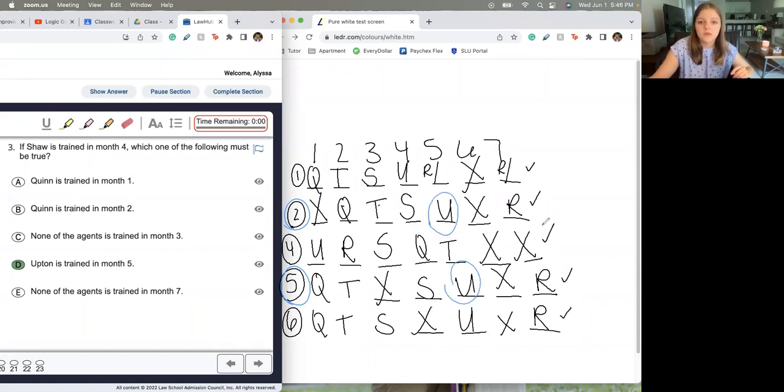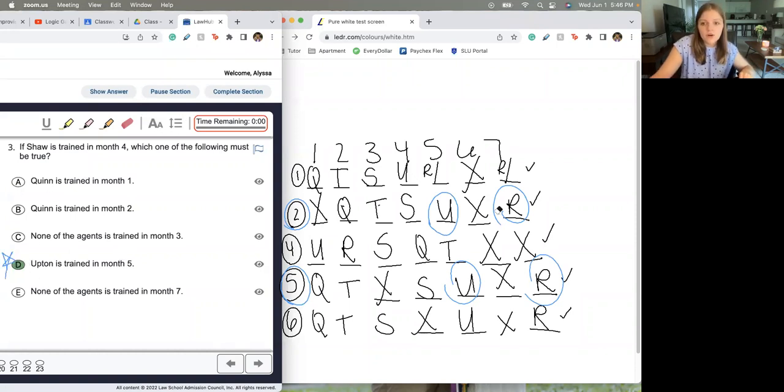So I'm seeing U in 5 and R in 7. So what you can do is you can notice that those are the same in both the worlds. Go to your answer choices, see if either of them are a possible answer choice. It's leading me to D.